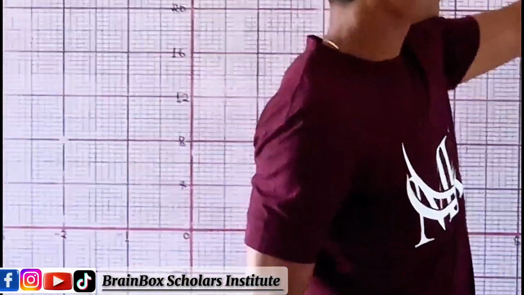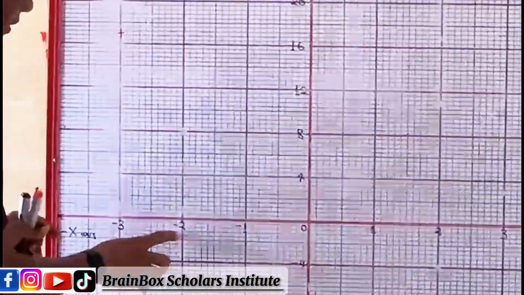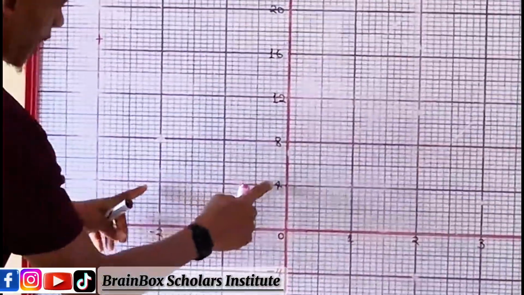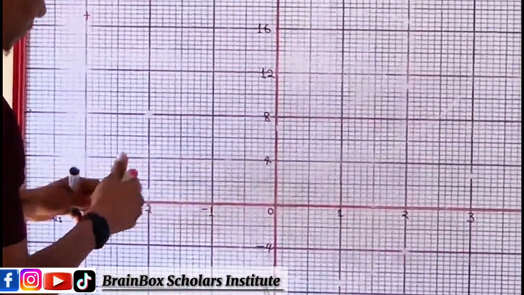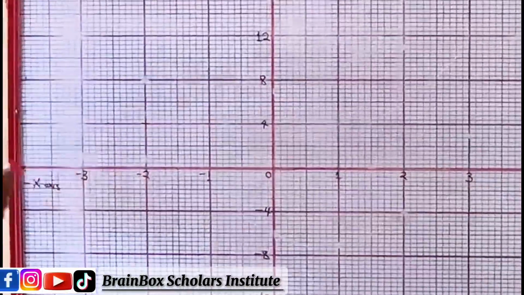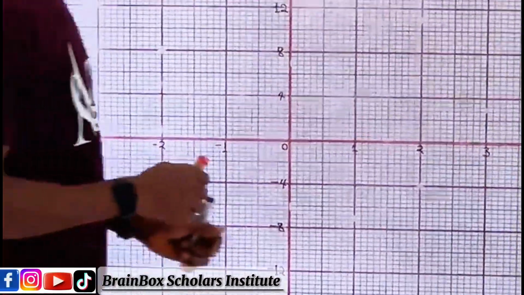Next one is minus 2 and 4. Let's go. Minus 2 on the x-axis and 4 on the y-axis. So we have both of them meeting here. So I will put my plus sign. Remember to use your plus sign as your point. Are you there? So let's go.